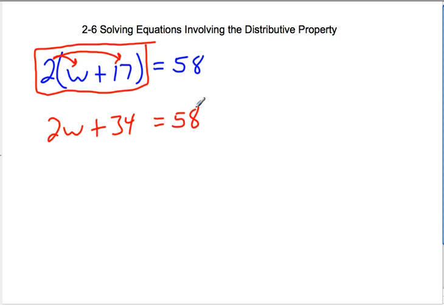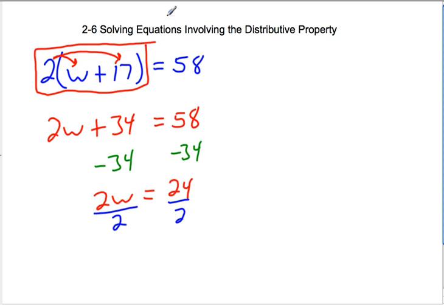So now we just have a two-step equation, which we had worked on earlier in the week. So right here we're going to subtract 34 from both sides, and that gives us 2w equals 24. Divide both sides by 2, and we get w equals 12. We should be able to plug that back in, see if that makes sense. So 12 plus 17 is 29, times 2 is 58. So that is correct. I've checked it.